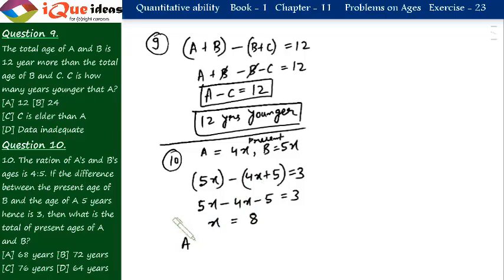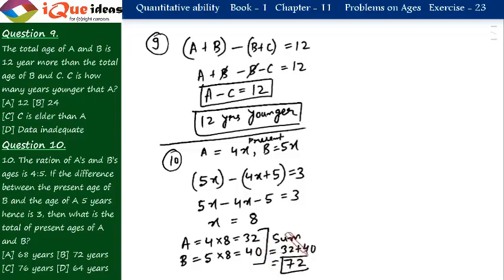That means A's present age would be 4x, that is 4 into 8, 32. And B's present age would be 5 into 8, that is 40. The question is, what is the sum of their ages? Now the sum of their ages would be equal to 32 plus 40, which is 72. So the answer of the question is 72 years.